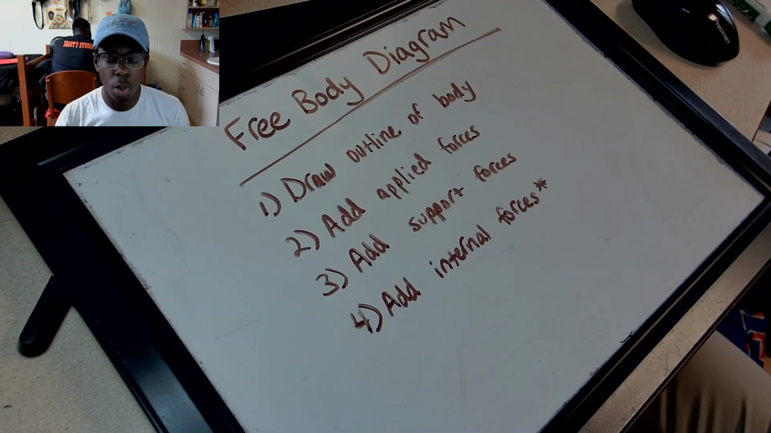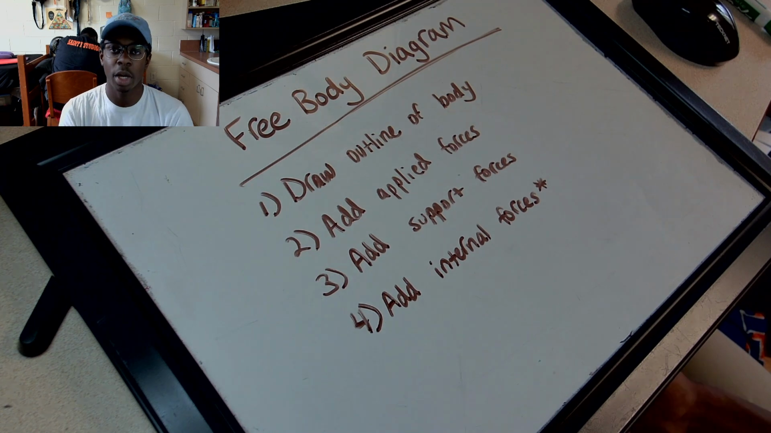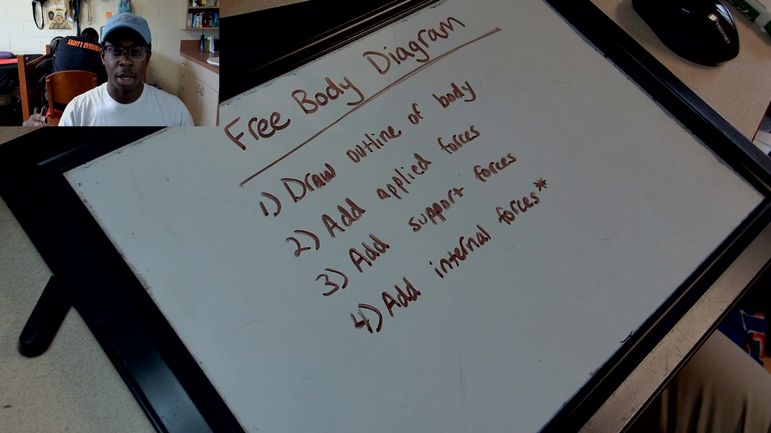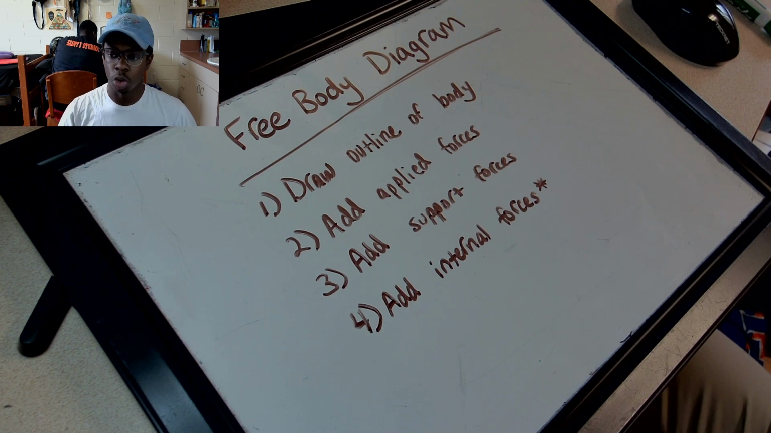So one of the most important things you need to be able to do to solve problems with mechanics of materials is to be able to draw a free body diagram. And what is a free body diagram? Well, it's a diagram that shows you all the forces and moments that are being applied to a body. And it's called a free body diagram because you're freeing the body from whatever supports may be attached to it.